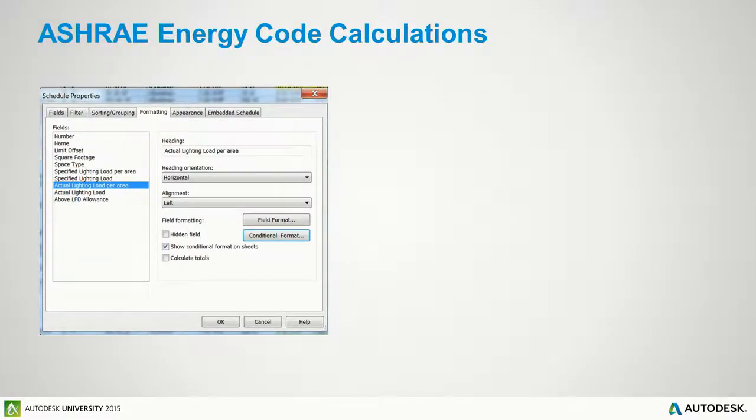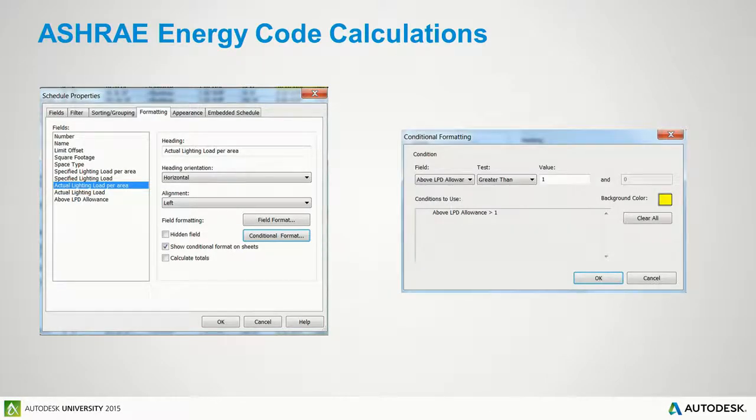So I've got the actual lighting load, and I'm going to go over to the Formatting tab. Under the Formatting tab, you can see this is as basic and simple as the formatting that I can do on a schedule. It is very basic: greater than, equals, less than. I can only work with one field at a time and do one very simple comparison.